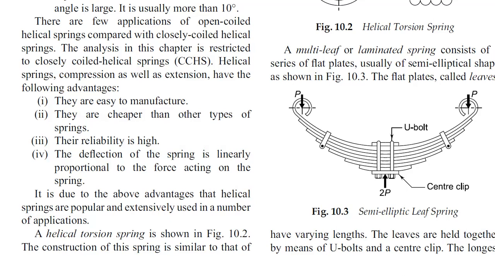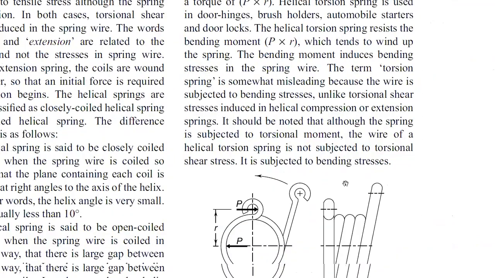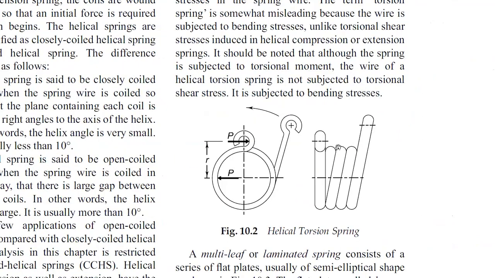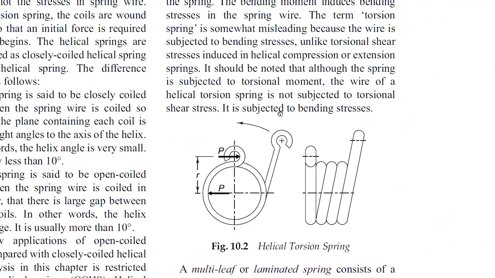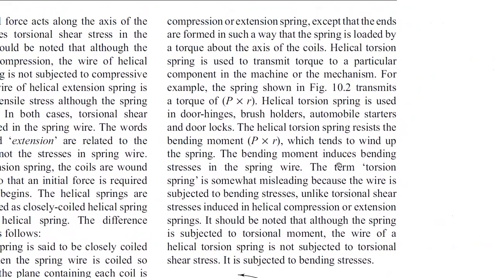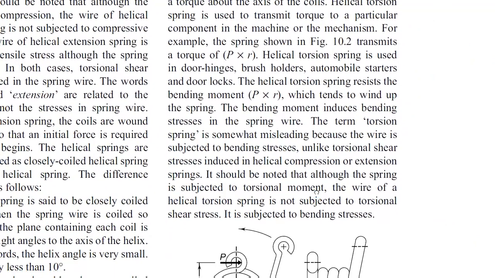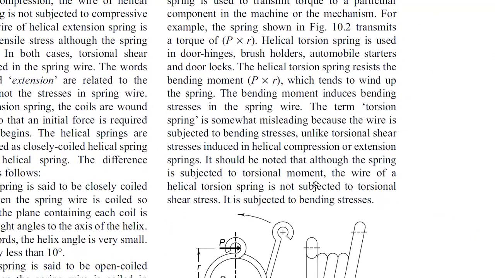A helical torsion spring is shown in the figure. Let me show you the figure of the helical torsion spring. But before that, see this. This is one example of a helical torsion spring. Here, this is the force P which is acting over here. The helical torsion spring is generally used to transmit the torque to a particular component in the machine, or you can say the mechanism.